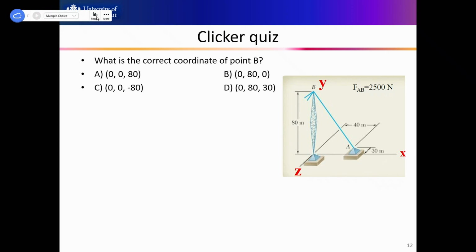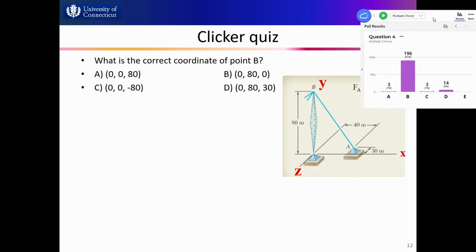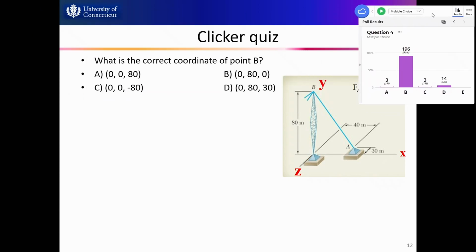Okay. Yep, we have this, right? And then let's try it together. So B is here. It's not A. Yeah, B is here. So X component of B, 0, right? And the Y component of B, it's 80, right? So not A, not C, B or D. And then what about Z component of B? 0, because it's here, right, it's 0. So B is correct. Great job.